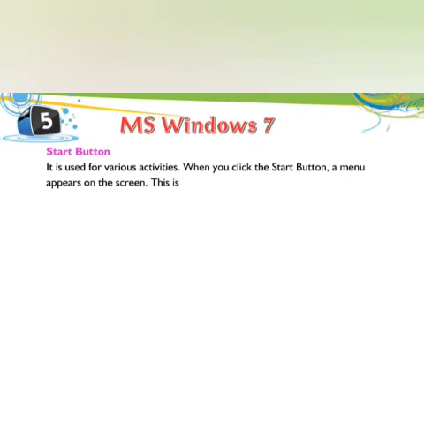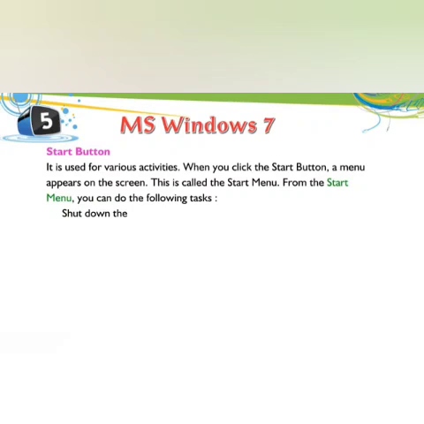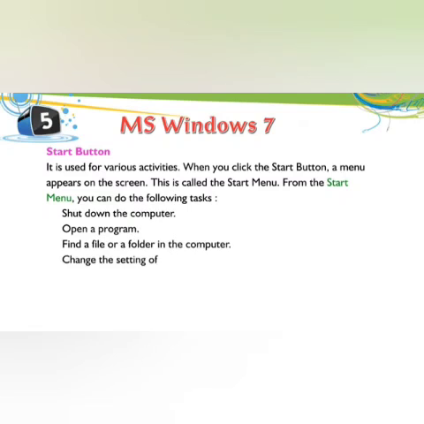Start button. It is used for various activities. When you click the Start button, a menu appears on the screen. This is called the Start menu. From the Start menu, you can do the following tasks: shut down the computer, open a program, find a file or a folder in the computer, change the setting of computer.